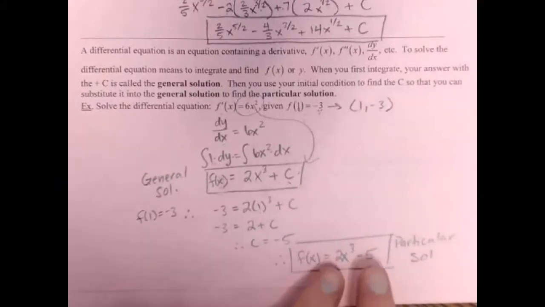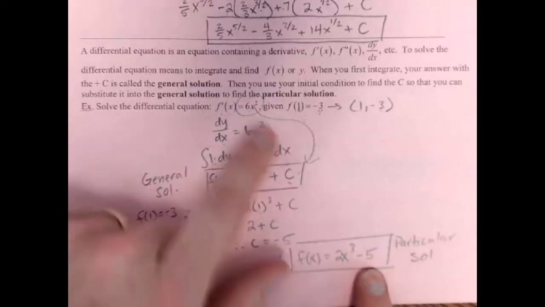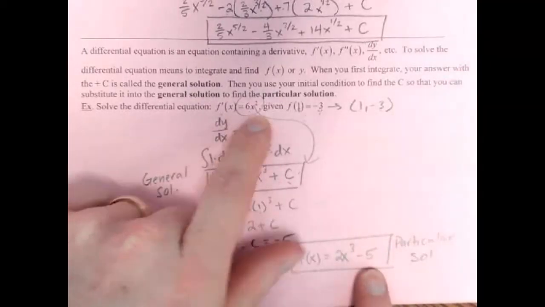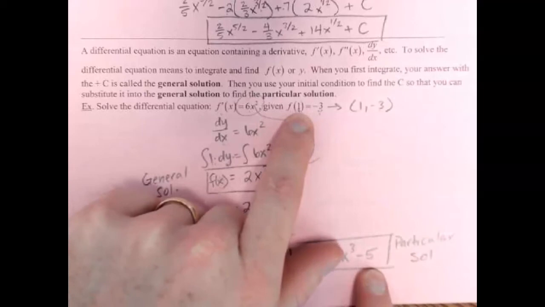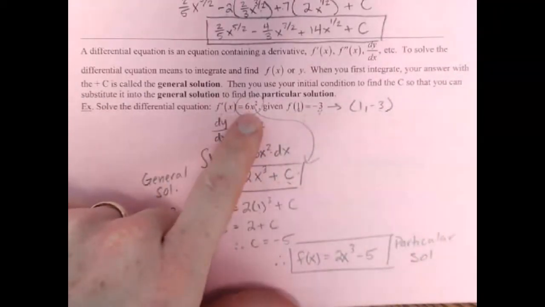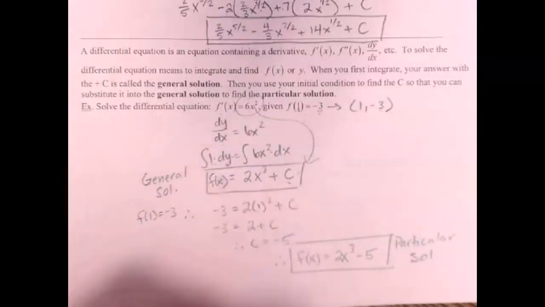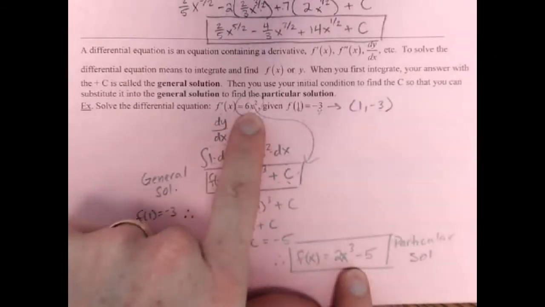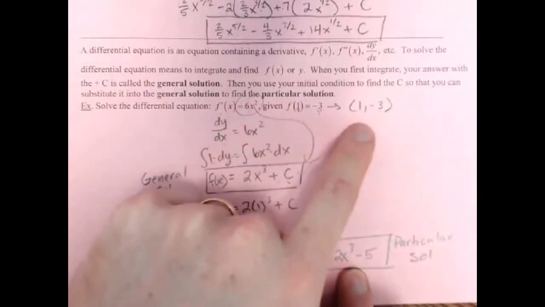Right, this is the only function that has this as the derivative, and that also has f of 1 equals negative 3, aka that goes through this point. All the other functions that have this as the derivative, their vertical shifts are different, so they would go through a different point. But this is the one that satisfies this derivative, and that goes through this point.